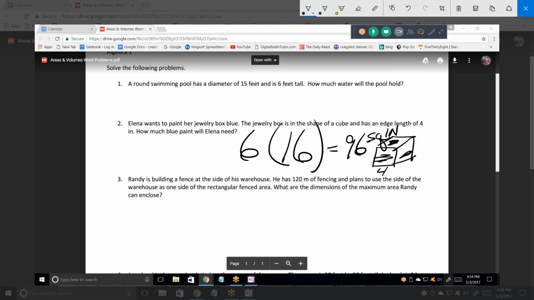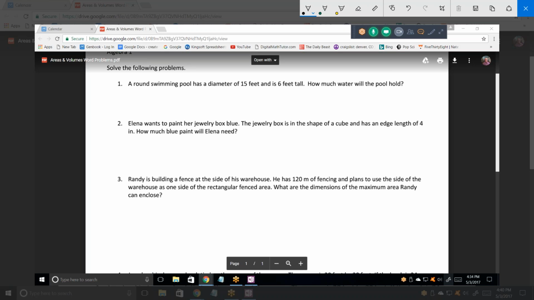See why that's kind of a bad question? Because first of all, you don't measure paint in square inches. If I went down to the hardware store and said, give me 96 square inches of paint, they're going to laugh at me. You buy paint by volume. So I need to know how much paint would cover 96 square inches to really answer their question, and they don't give us any of that information. So they really aren't asking how much paint will she need. It's how much area will she need to paint? And the answer is 96 square inches. Yeah. All right. Number 3.